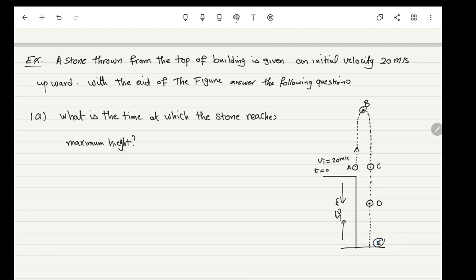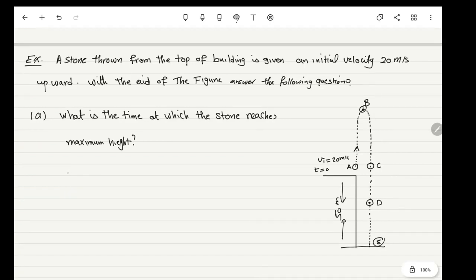The first question is, what is the time at which the stone reaches maximum height? To calculate the time to reach the stone's maximum height, let's use this equation: V final equals V initial minus GT. Now, V final at maximum height is 0. So T equals minus V initial divided by minus G, which in this case is 20 divided by almost 10, which equals 2 seconds.